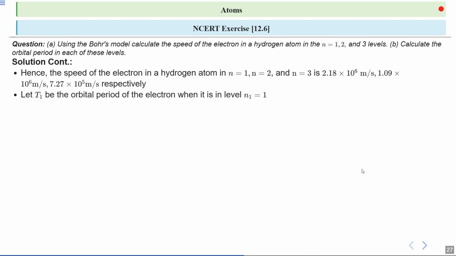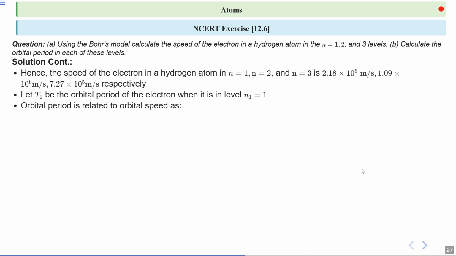Now let's define what we are looking for next, the orbital period. We will call T1 the orbital period when the electron is in the first energy level, that is when n1 equals 1. The orbital period is the time it takes for the electron to make one complete revolution around the nucleus. The orbital period is related to the orbital speed. Specifically, it's the time taken to travel the full circumference of the orbit at a given speed.